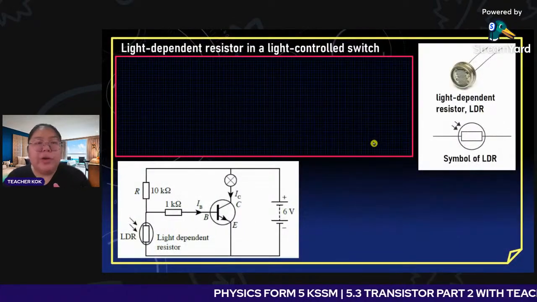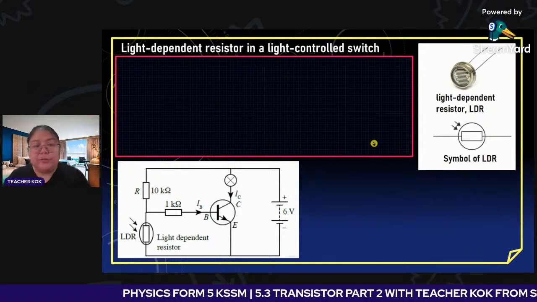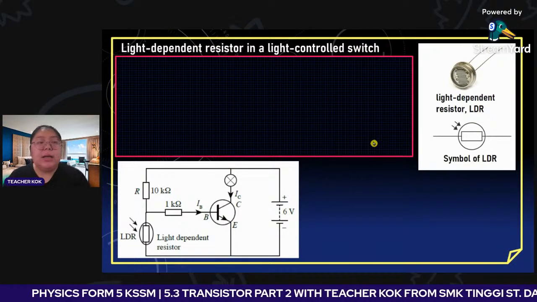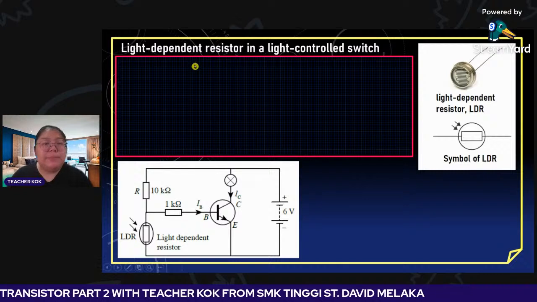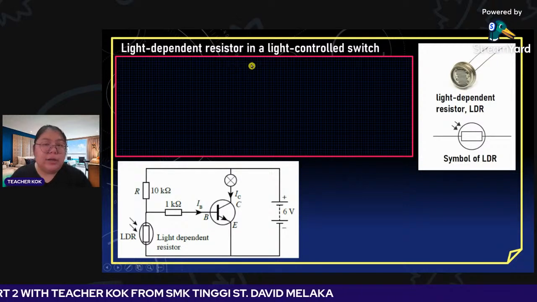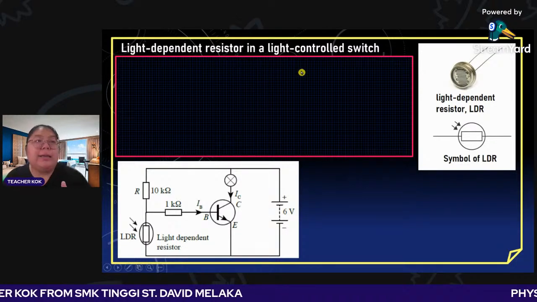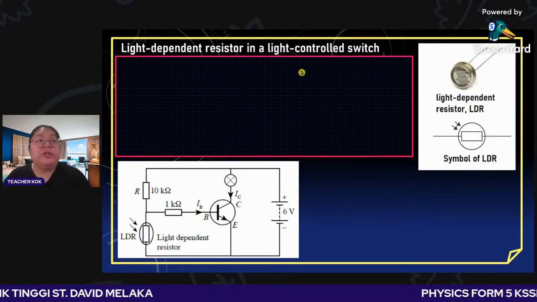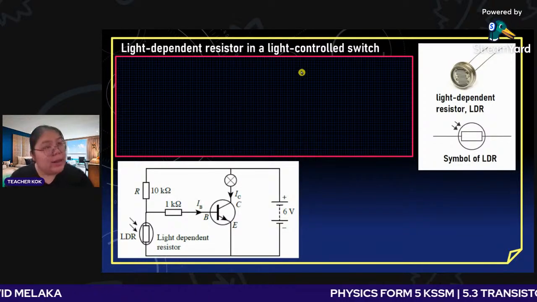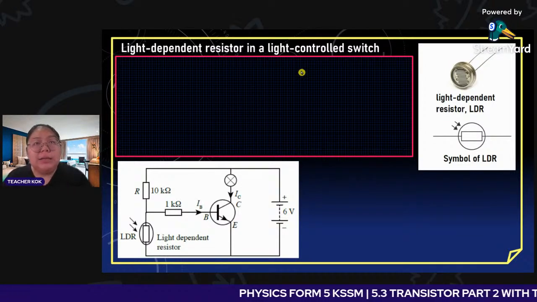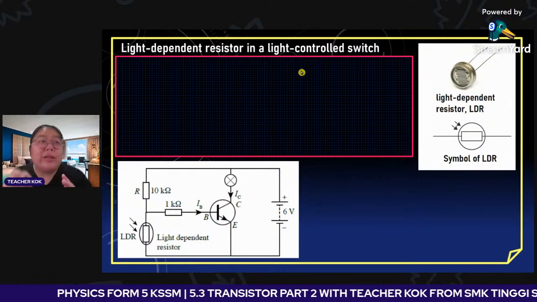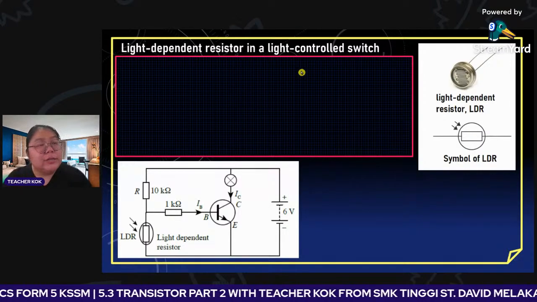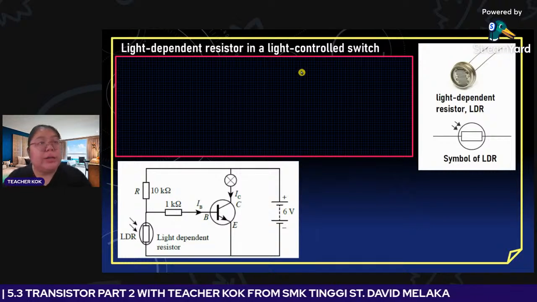Okay, so now we're going to see the first function of the transistor. It can be the switch. What switch? Light dependent resistor. Okay, that means it controls the light. This one we apply for the street lamp. At night you see the street lamps suddenly switch on together. This means they are using transistors to switch on the street lamp.